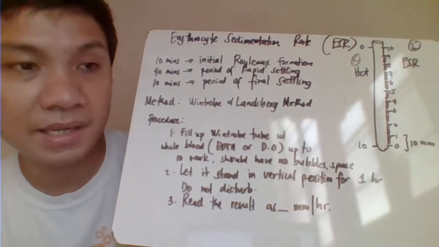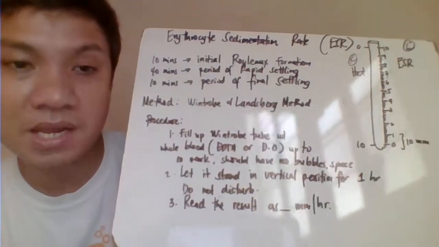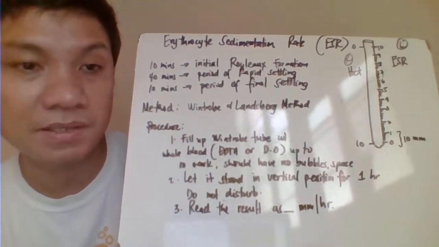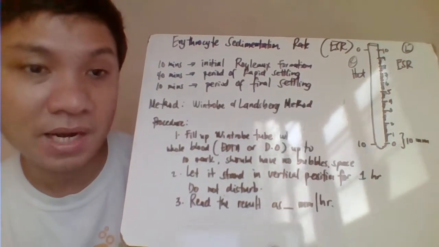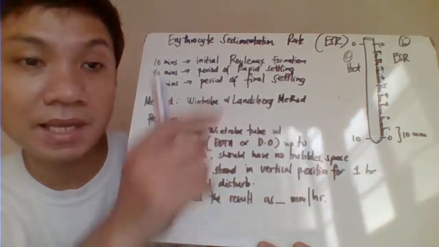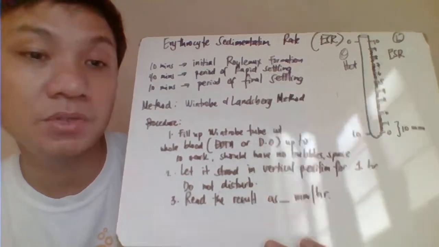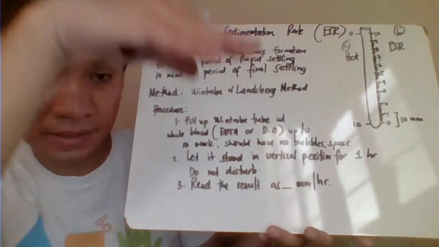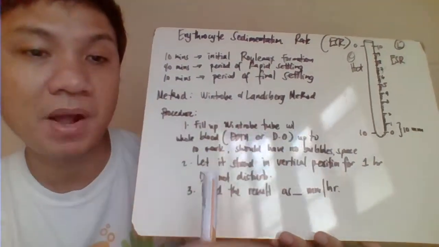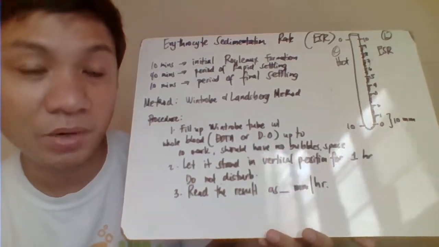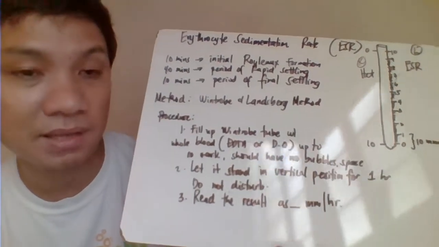So ESR is just the rate, it's just measuring the rate of the settling process of the RBC after an hour. Because we allow the RBC to settle for a 1 hour time duration. So when they go down, that's the settling process. That's what we are monitoring and determining here in the ESR test.